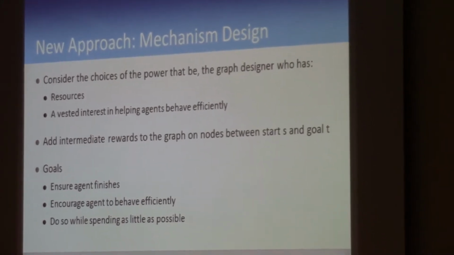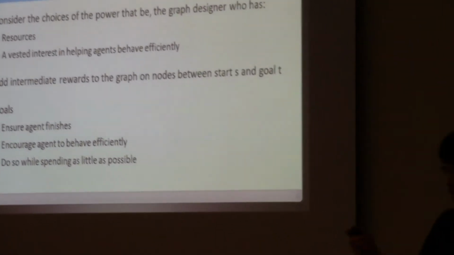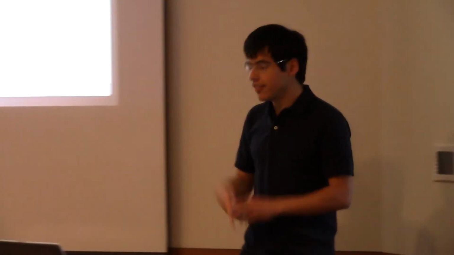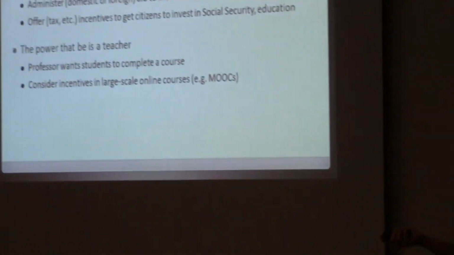Where can we place rewards in this graph, and how much should we place, so that we can ensure that the agent finishes it all, does so in an efficient way, and also, ideally, we'd like to do so while spending as little as possible. This idea could have several applications.